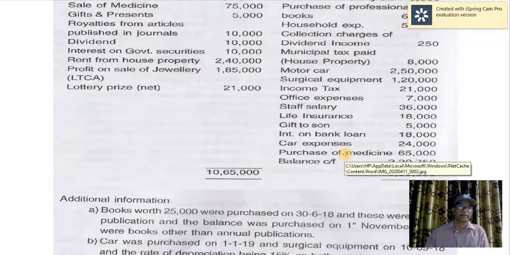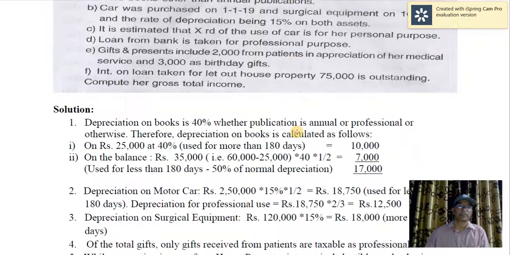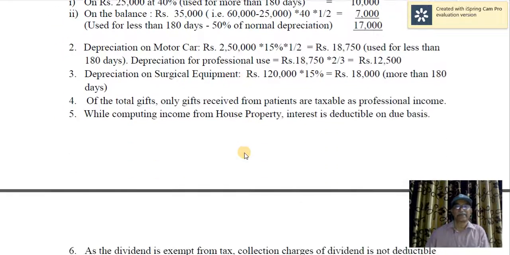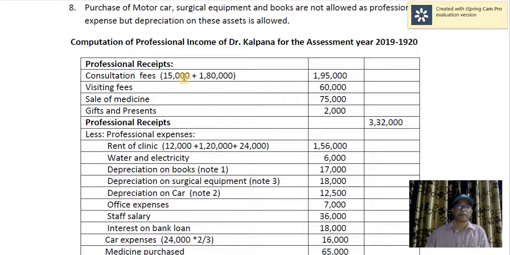So I have already explained these additional points, and I have given certain notes here. I have already explained all those things earlier. Now straight away come to the computation of professional receipts. So it is summed up here. 1,95,000 consultation fees, visiting fees 60,000, sale of medicine 75,000, gifts and presents after excluding gifts received from people other than the clients. Total amount is 3,32,000.